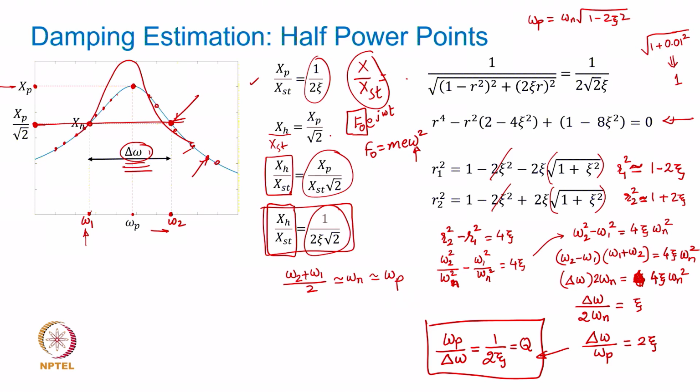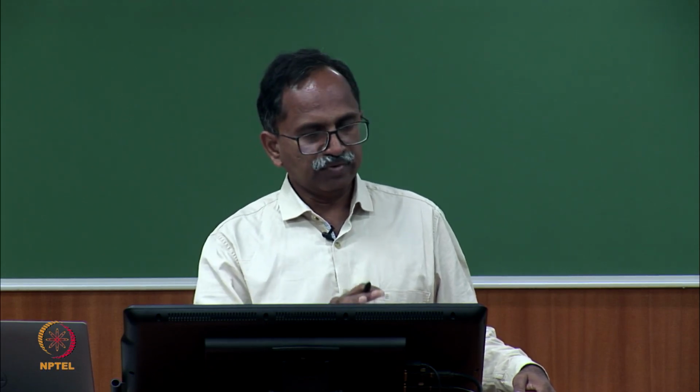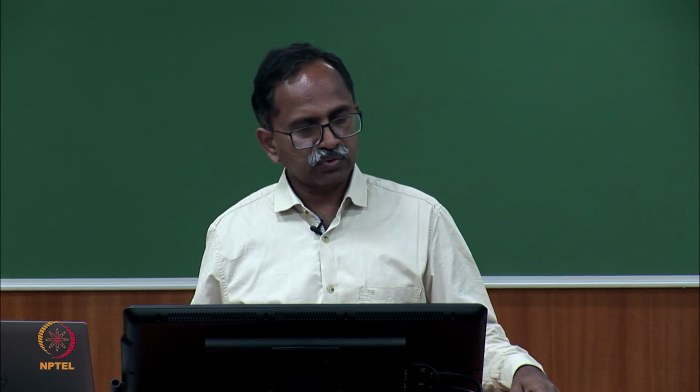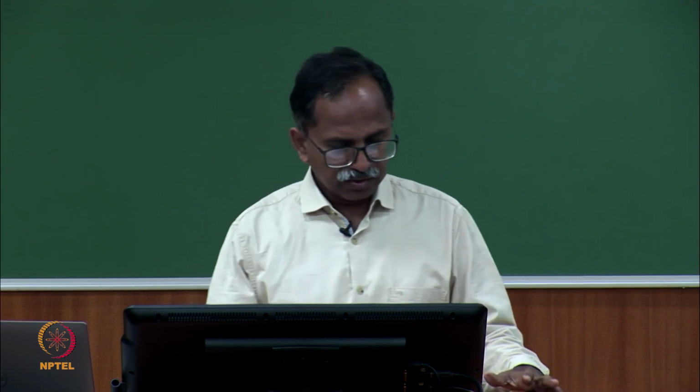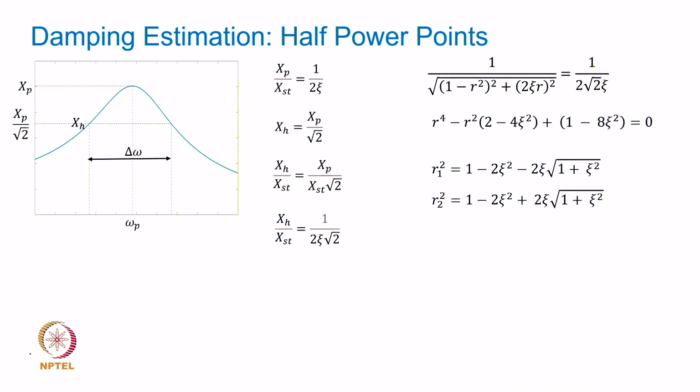That means, even if the excitation is through harmonic unbalanced excitation, this expression of getting a damping estimate from the half power point frequency bandwidth is also valid. So, the same method of finding out the damping using unbalanced excitation in a vibratory system is also valid. So, that is what you have here as another alternate method of getting the damping estimate.